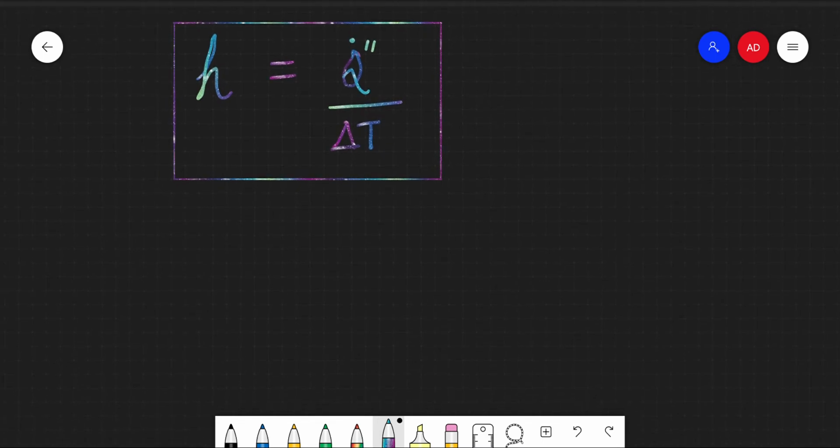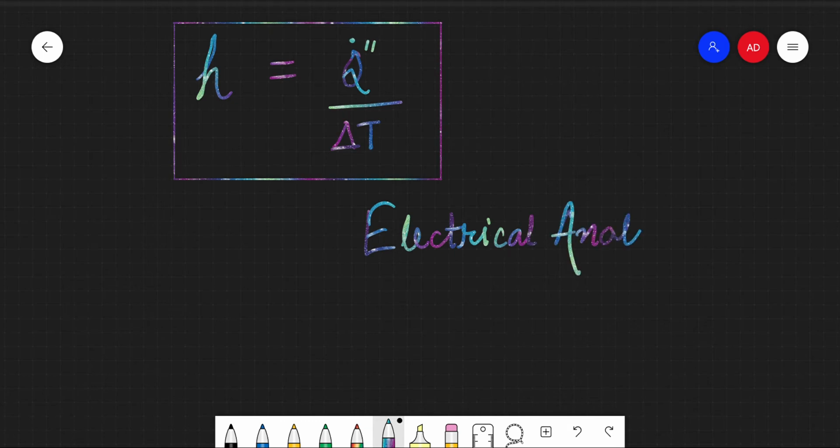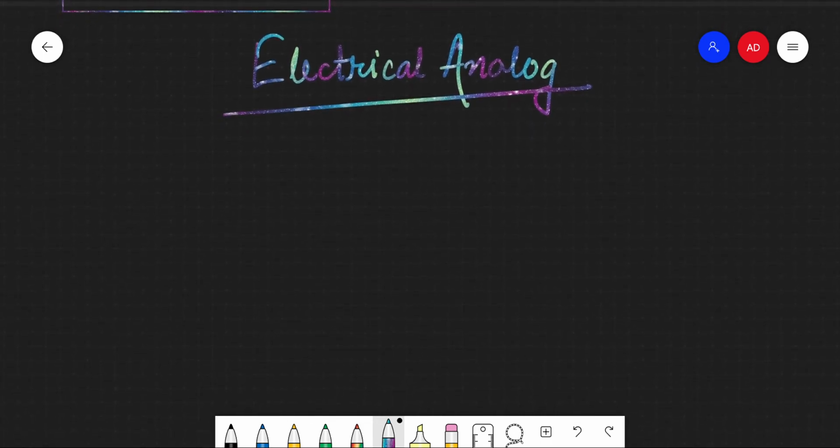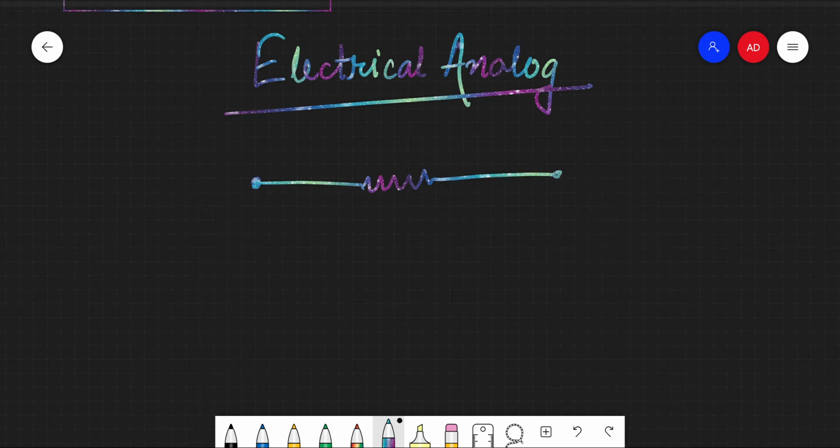But before that, let us introduce you to another concept called the electrical analog, right? So the purpose of this exercise would be to model a thermal system in terms of electrical circuit parameters, right? So from the basics of electricity, we know that, let me just draw the circuit here, right?